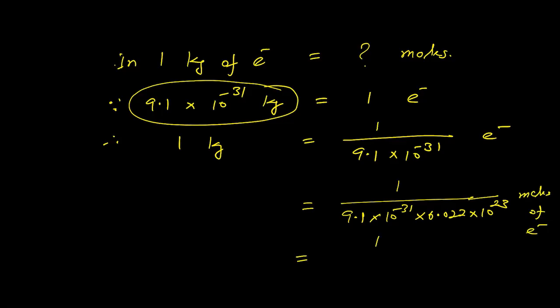When you simplify, in the order given in the options, it is 9.1 into 6.022 into 10 to the power minus 8. When this 10 power minus 8 goes in the numerator, it becomes 10 to the power plus 8. These many moles of electrons will be there in 1 kilogram.